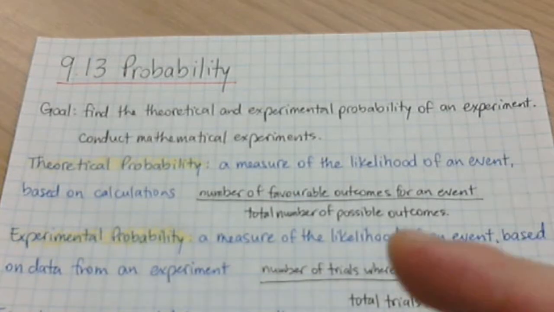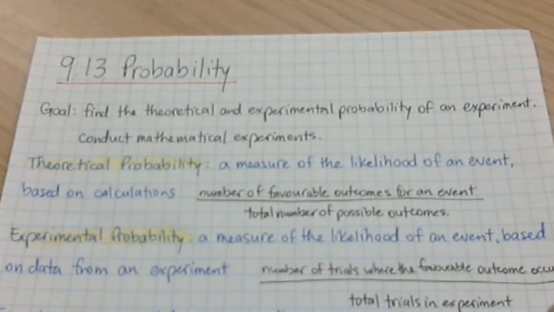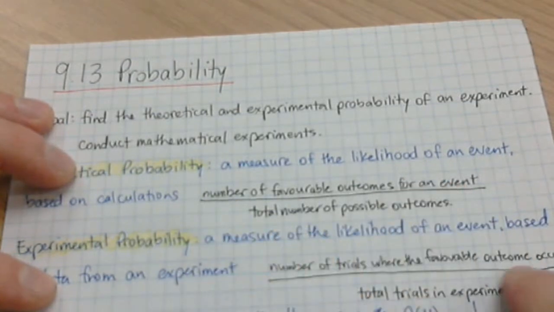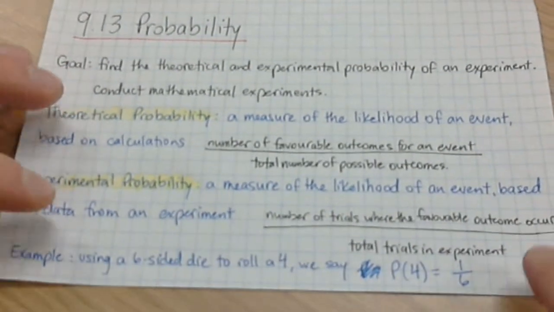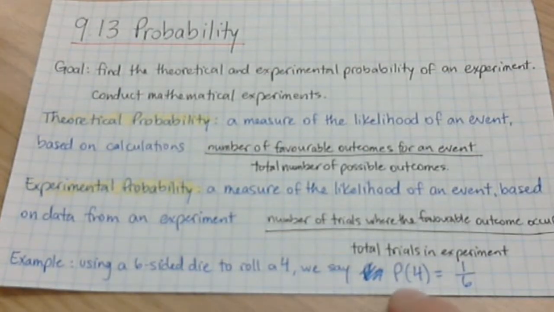Now to switch it up a little bit, experimental probability is when you've calculated the theoretical probability, and then you're actually doing the experiment. Say you roll a die and toss a coin 25 times. How many times did you toss a head and roll a 4? That goes on top, and the bottom number is the number of times that you do the experiment.